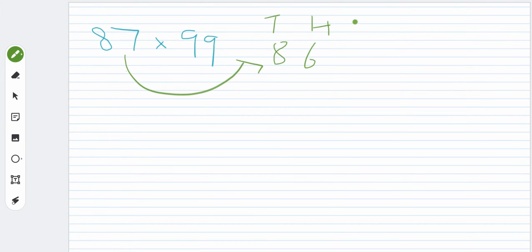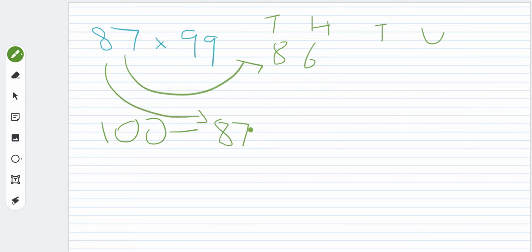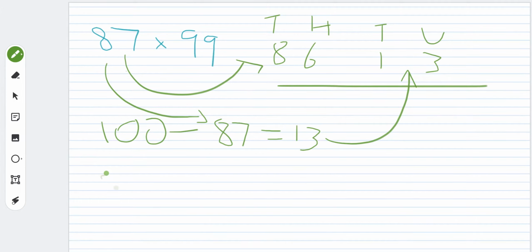Let's do another example. Let's do a bigger number this time. So 87 multiplied by 99. We use our rule. For the thousands and hundreds digit, we get this minus 1, so this is 86. And then for the tens and units, we get 100 minus 87, which will be 13. And we slot that in. This is our answer. 87 multiplied by 99 gives us 8,613.